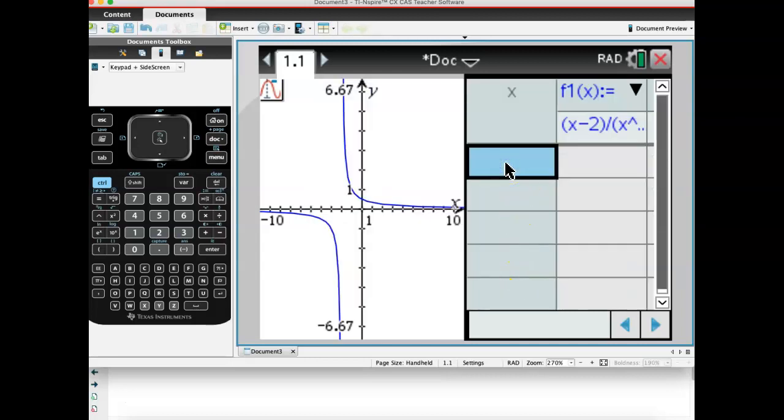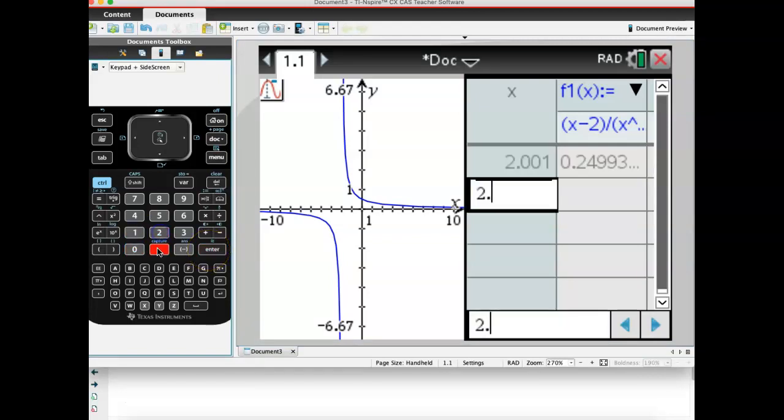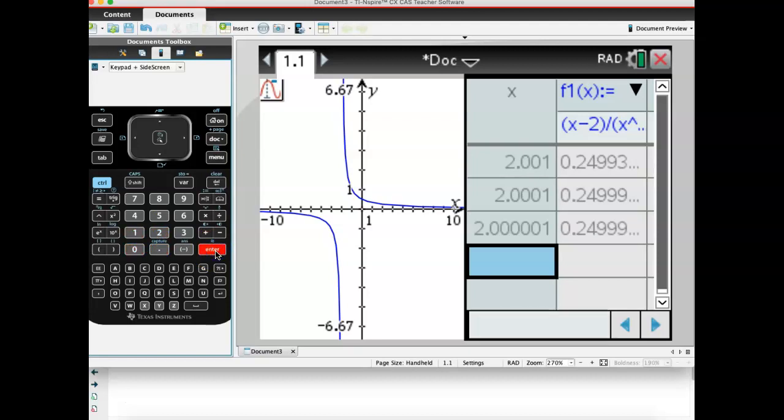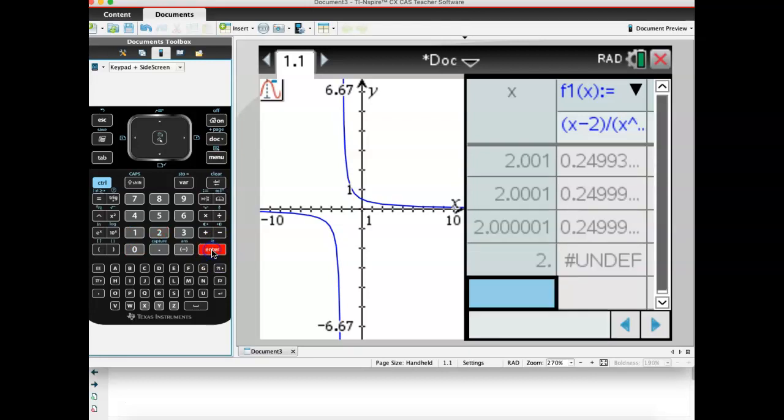We're going to come over here, and if we're approaching from the right side, I said we were at what, 2.001 maybe? Enter. How about 2.0001, even closer? And I can see 2.00001, let's get even closer. 2 may be in there, may not. 2. Ooh, 2's not in there. That's right, Mr. Kruger, it was a hole.